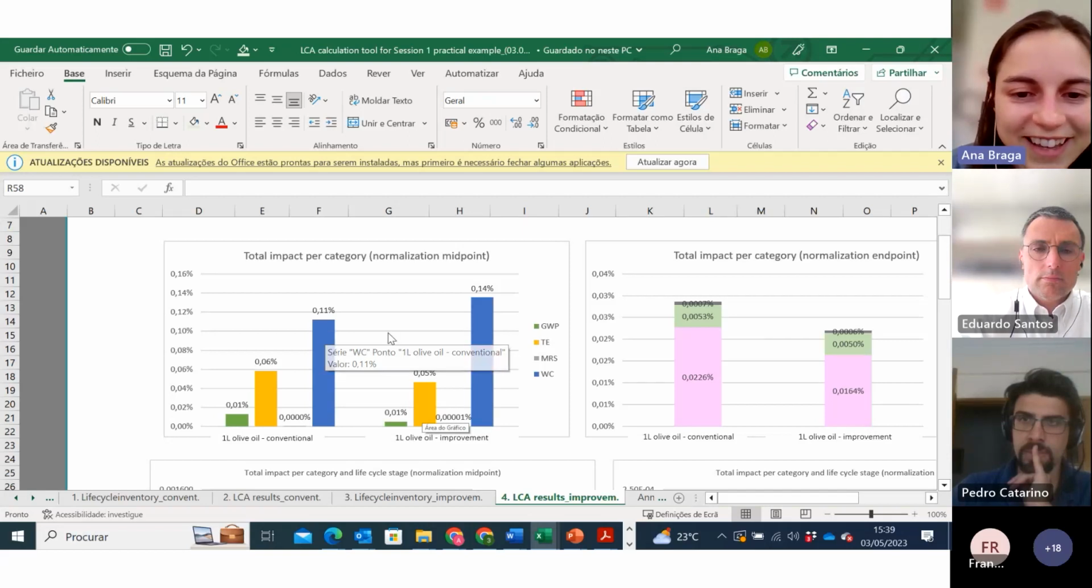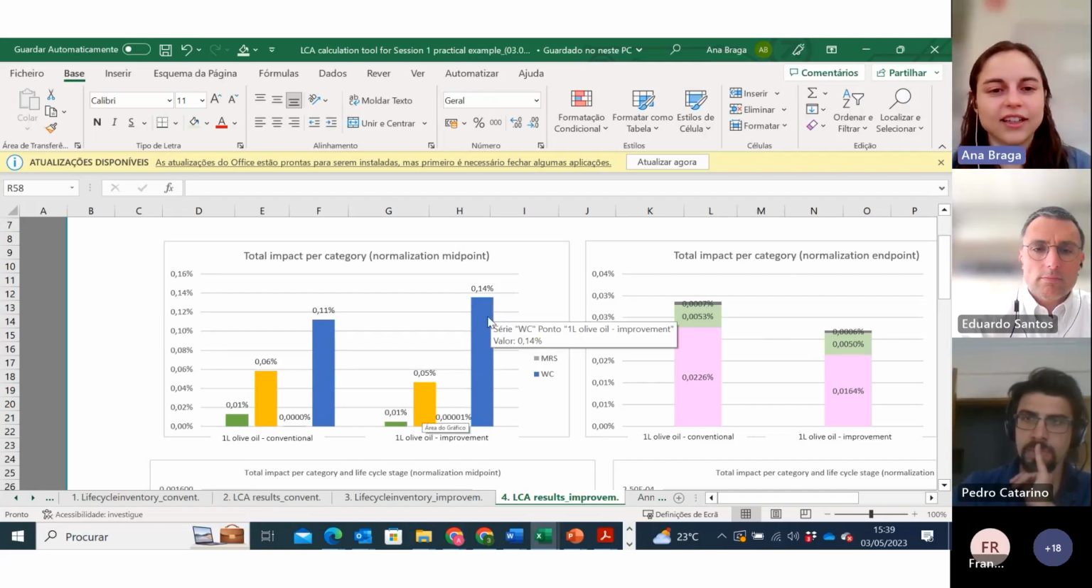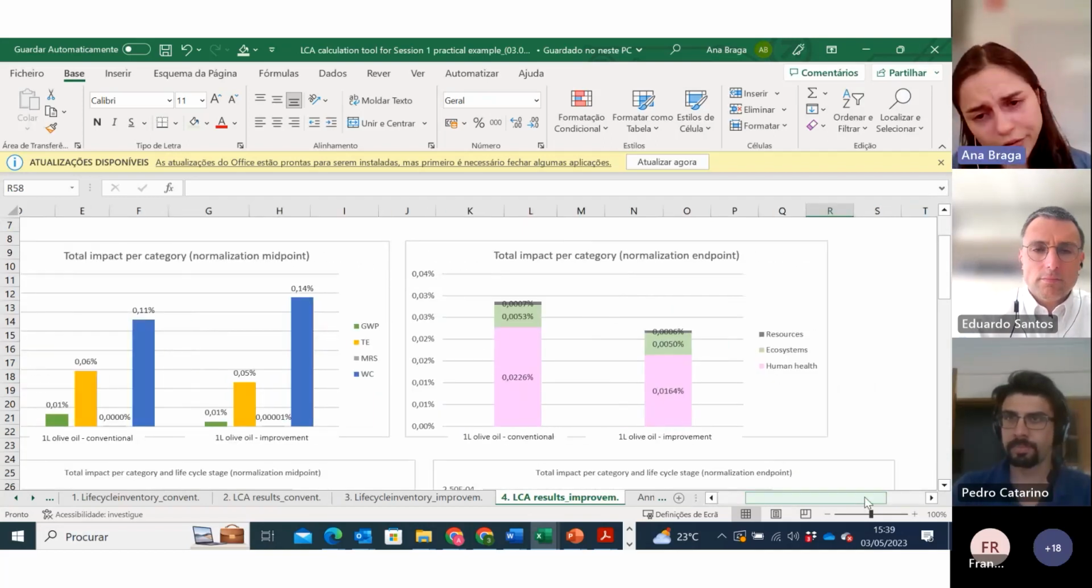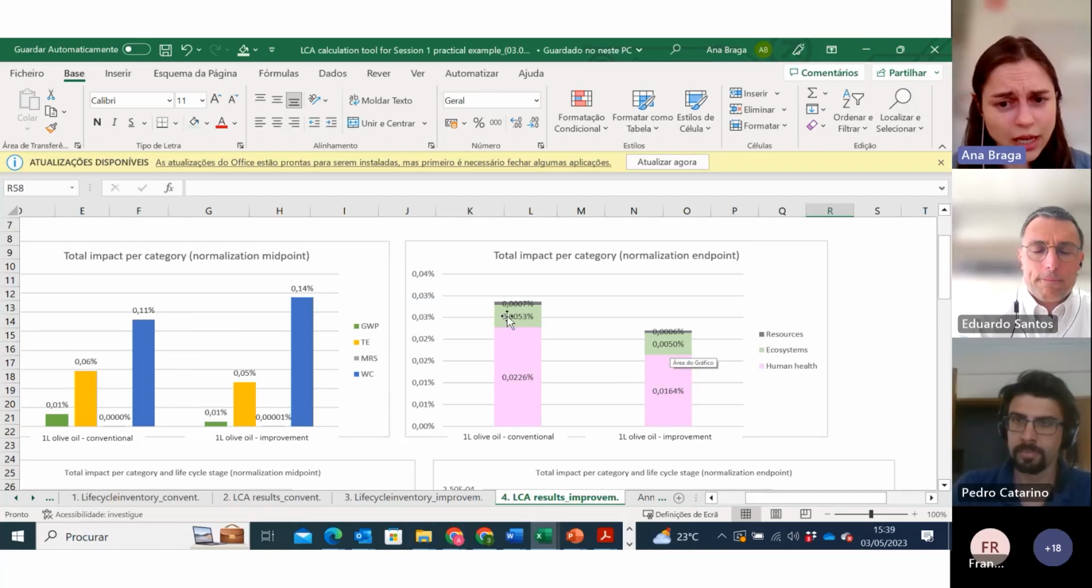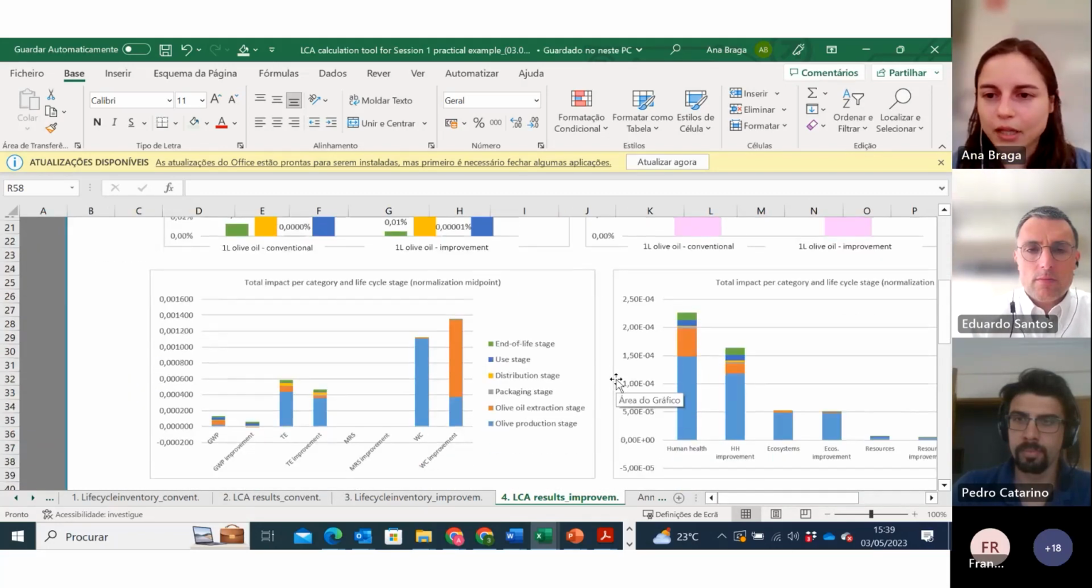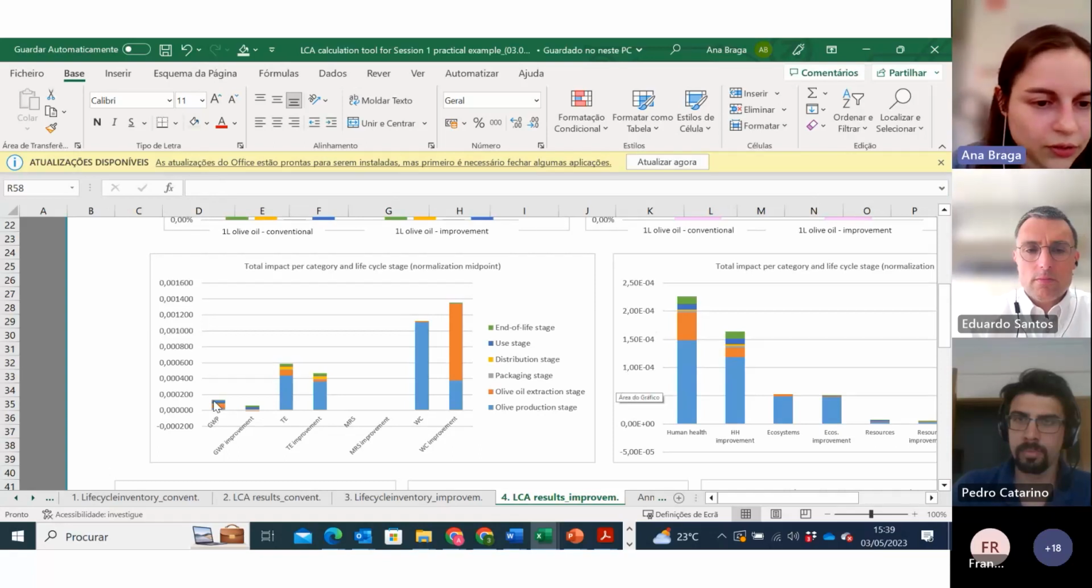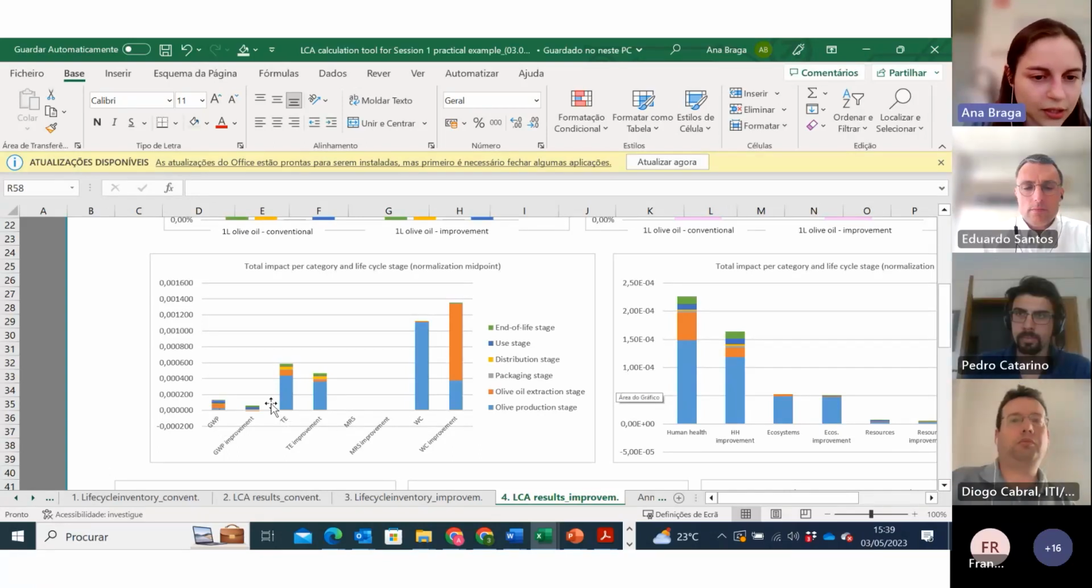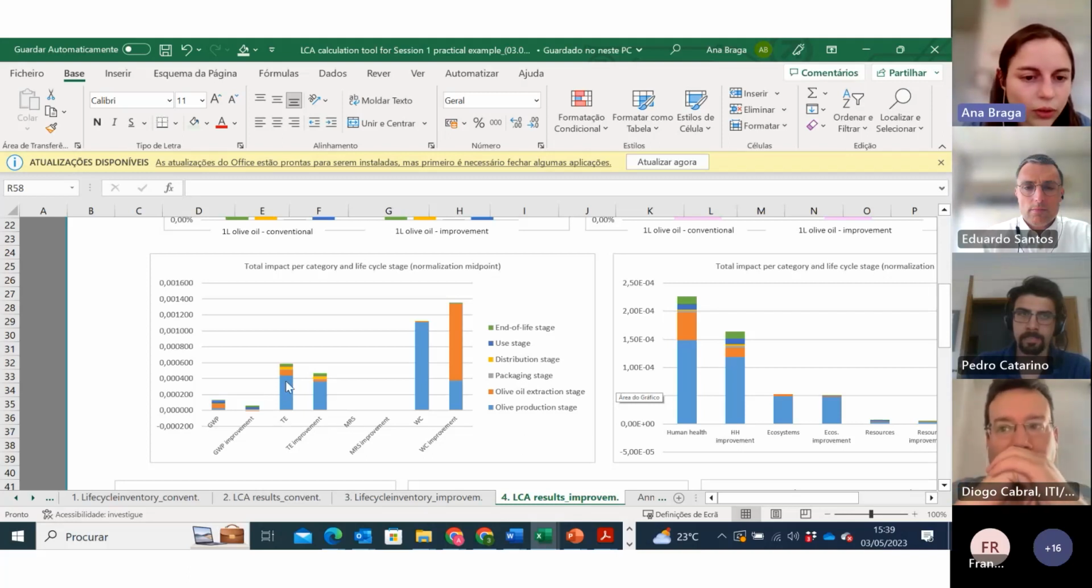But water consumption did not decrease. On the other hand, it raised a little bit. However, in an endpoint perspective, so damage, the changes were good because the overall impact decreases. Okay. And here we have the conventional scenario per se and the improvement scenario. Also by the categories and by life cycle stages, which are the most contributions. So okay.